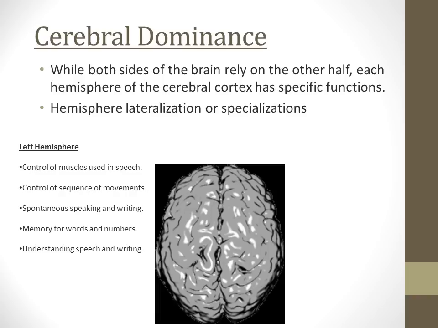The left hemisphere controls muscles and speech. We talked about the Broca area there. It controls a lot of your sequence of movements. It helps with the speaking and written vocabulary. It helps with memory of words and numbers, and it helps understand speech and writing.